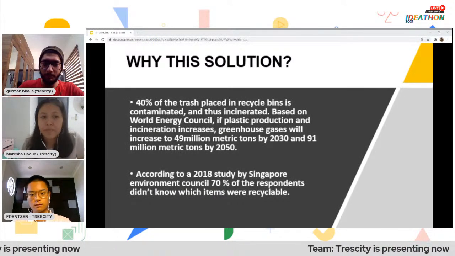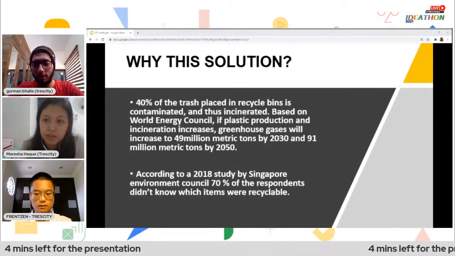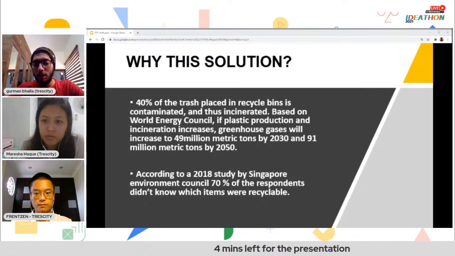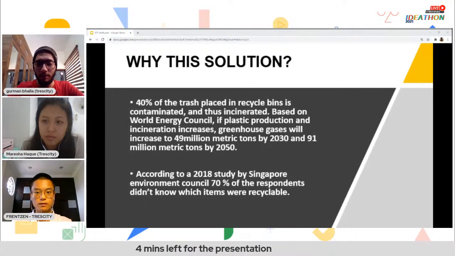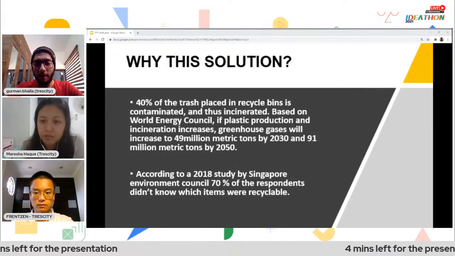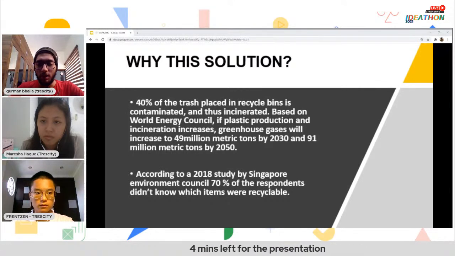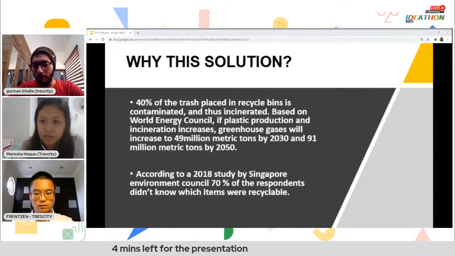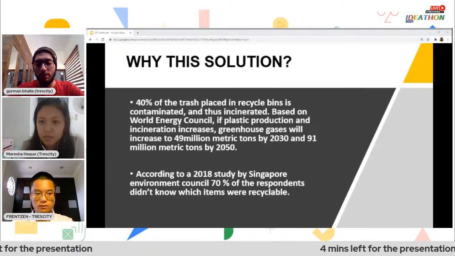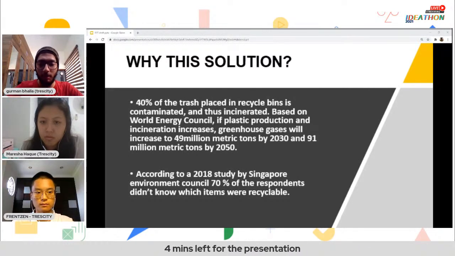From a statistical survey in Singapore, it showed that 40% of the trash in bins is contaminated, which leads to incineration. Based on the World Energy Council, if plastic production and incineration increases, greenhouse gases will increase to 49 million metric tons by 2030 and 91 million metric tons by 2050. This is not the condition we want our environment to be in. In addition, according to a 2018 study by Singapore Environment Council, 70% of the residents do not know which items are recyclable and which are not.